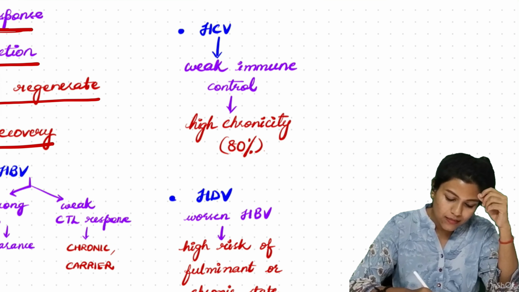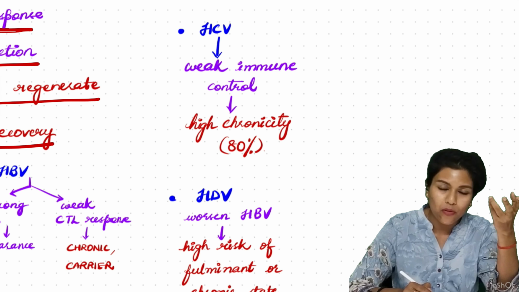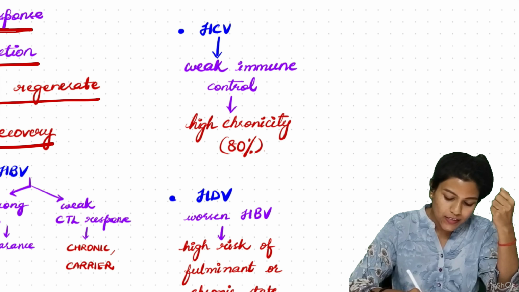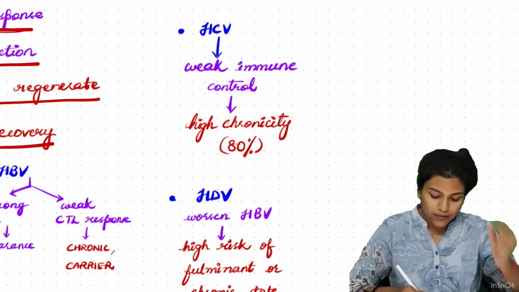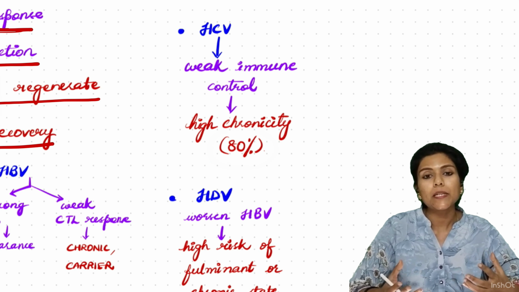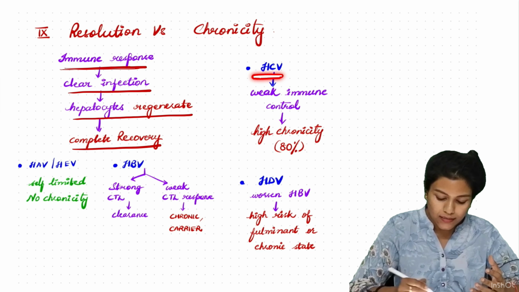Coming to hepatitis C, it is mostly associated with a weak immune response. It cannot give a strong response. Therefore, it is associated with high chronicity. Almost 80% of patients will land up in chronicity with hepatitis C.